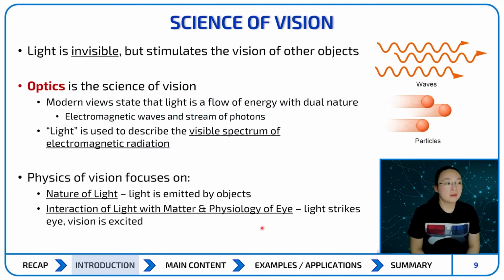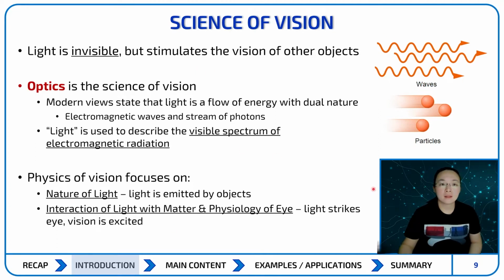Okay. So when we talk about light, we think of it as an agent that helps us see things. Light itself is going to be invisible, but its presence is going to stimulate our vision of other objects. So now our goal is to figure out how. That means we have to combine our knowledge of human eye anatomy with the physics of optics. So optics itself is the science of vision.